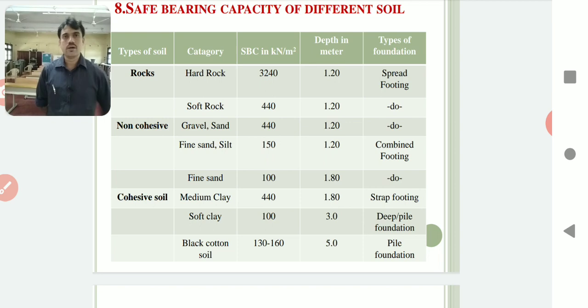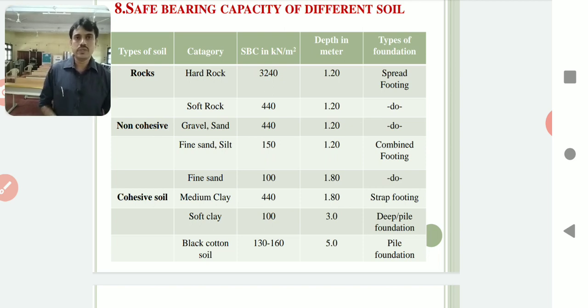And depth of excavation required for different types of soil is also given. You can observe here, for black cotton soil you have to excavate up to 5 meters. For hard rock it is sufficient to excavate up to 1.2 meter, for soft clay up to 3 meter, and for fine sand up to 1.8 meter. That means for different types of soil safe bearing capacity varies, and accordingly the depth of foundation required also varies.